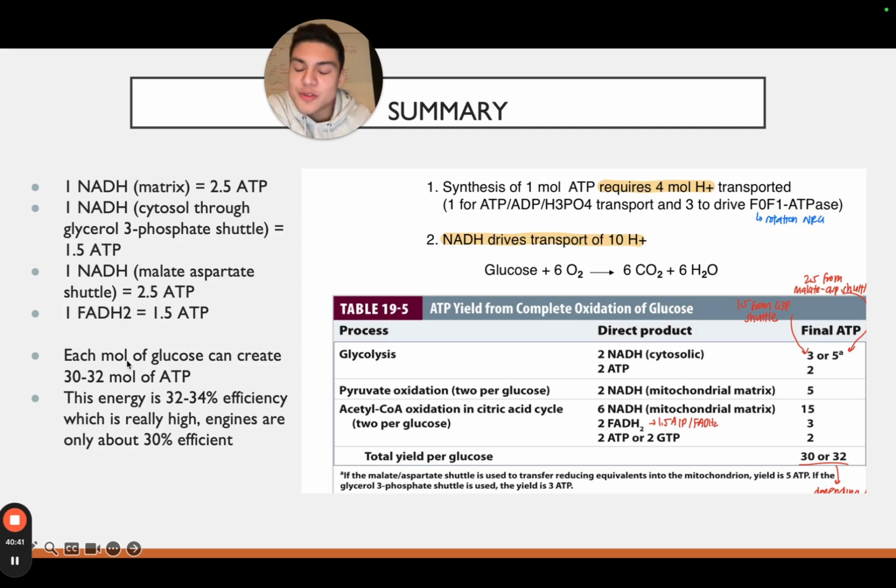And again, each mole of glucose can create 30 to 32 ATP, depending on if the shuttle is G3P or if it's malate-aspartate, and you can run through the math yourself. What this is saying is that the energy is 32 to 34% efficient, which is really high. And a real world example is that engines are only about 30% efficient.